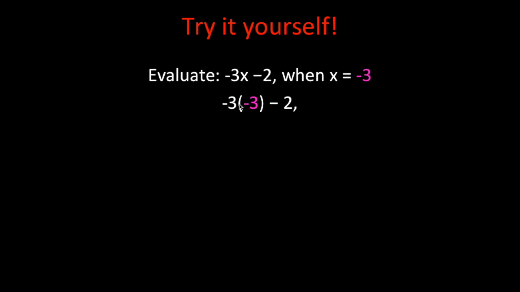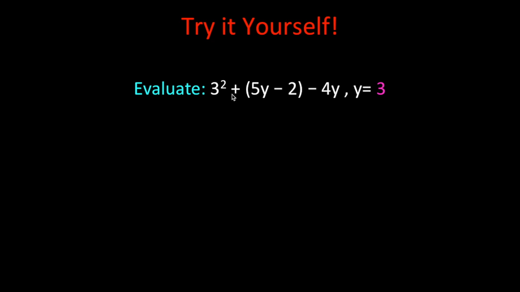Now, this is a problem for you to try. Go ahead and try the problem and pause the video. And once you're done, you can unpause the video and look at the answer. You're asked to evaluate negative 3x minus 2 when x equals negative 3. So x is given here as negative 3. So you're going to replace x in the expression by negative 3. So negative 3 times negative 3 minus 2. So you multiply two numbers with the same sign. A negative and negative give you a positive. 3 times 3 is 9. 9 minus 2 is 7.